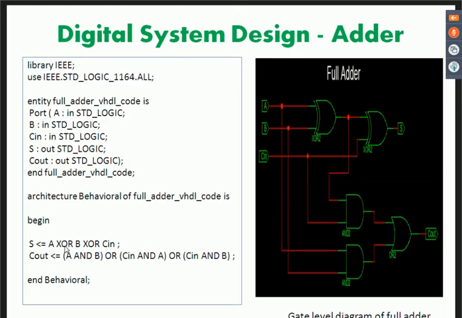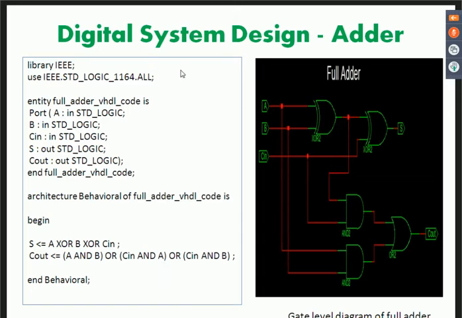A XOR B XOR C in is the Boolean equation of sum. That's why this is assigned to S. Similarly, this is the Boolean equation of C out, and that is assigned to C out. Now this is the behavior of the adder. This whole represents the structure of the full adder. Here entity gives the physical structure and architecture gives the behavior of the full adder.